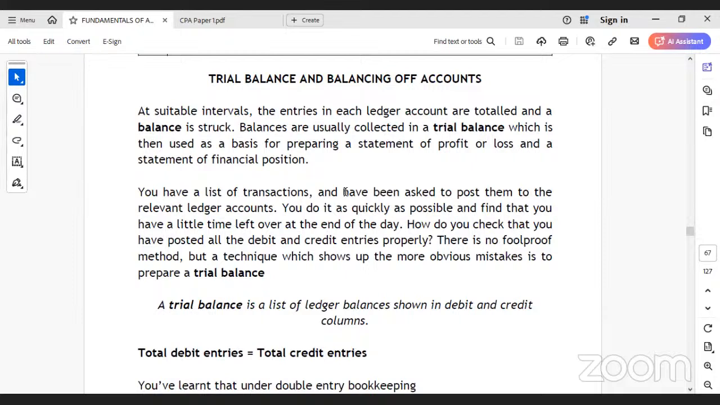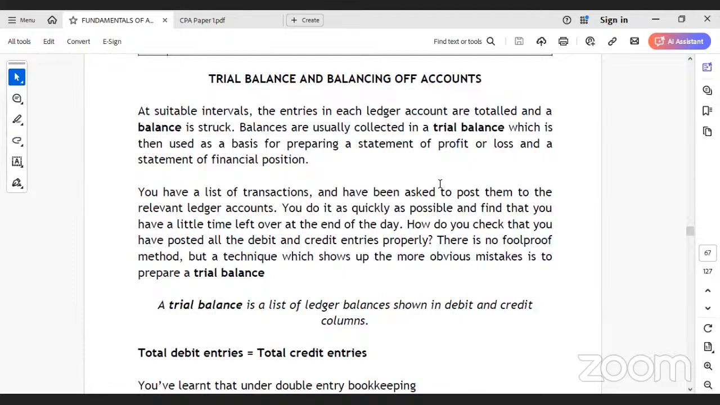Now, assuming you have a list of transactions and you've been asked to post them to the relevant ledger accounts, you do that as quickly as possible. But of course, you find that you have little time left over at the end of the day. How would you check that you have posted all the debit and the credit entries properly? Remember, when we are recording these transactions in the ledger accounts, we have to follow what we call the duality concept: for every debit, there has to be a corresponding credit entry.